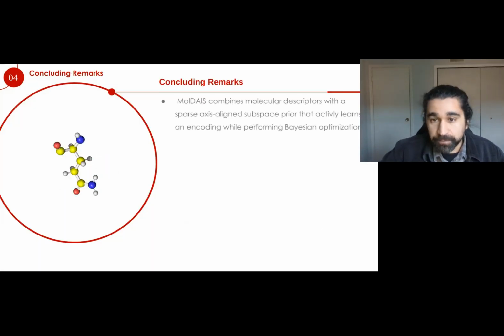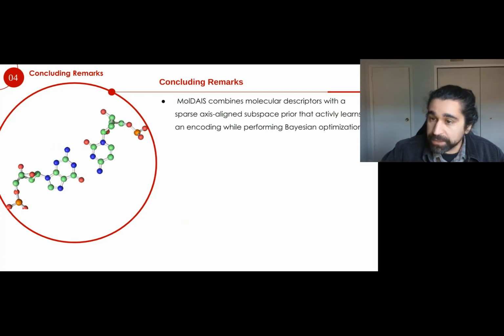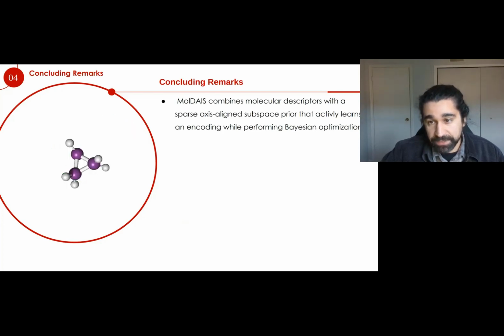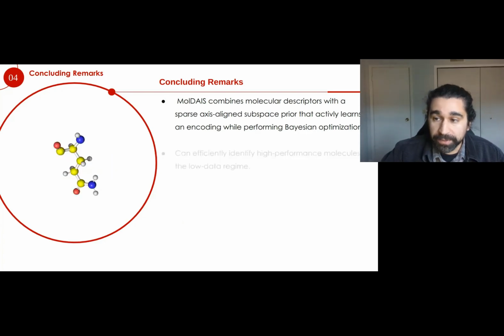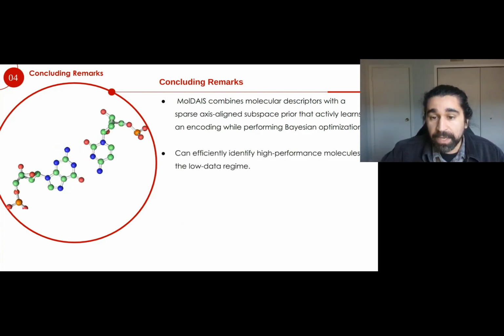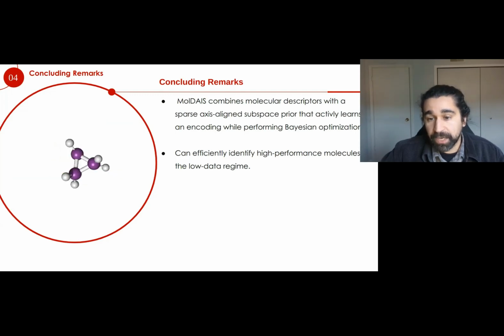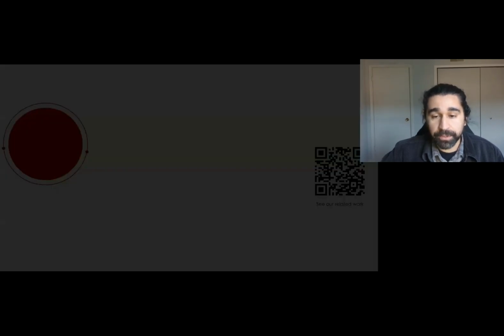So in conclusion, our proposed method, MolDAIS, combines molecular descriptors with a sparse axis-aligned subspace prior that actively learns an encoding while performing Bayesian optimization. And through this method, we can efficiently identify high-performing molecules in the low data regime.